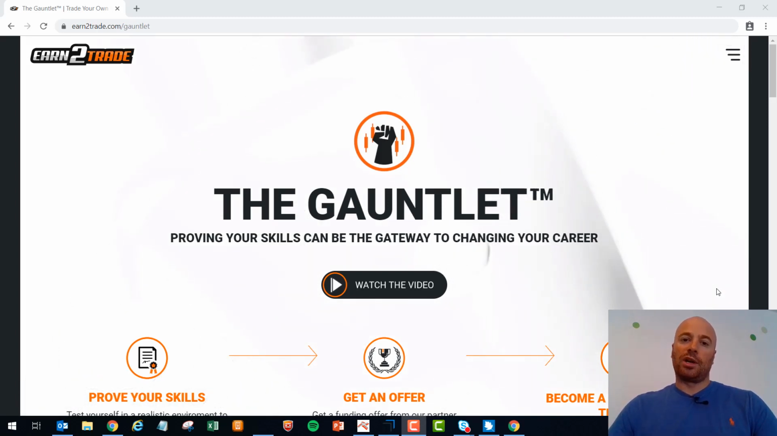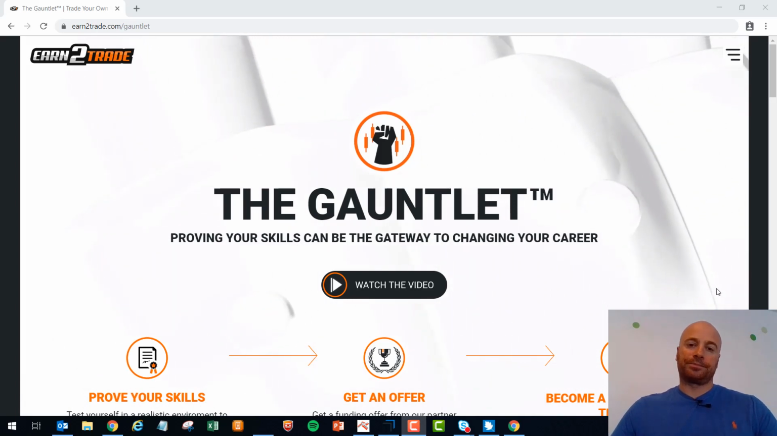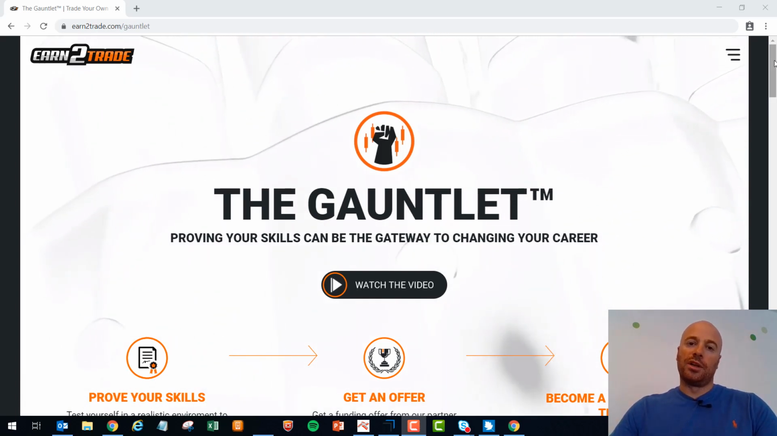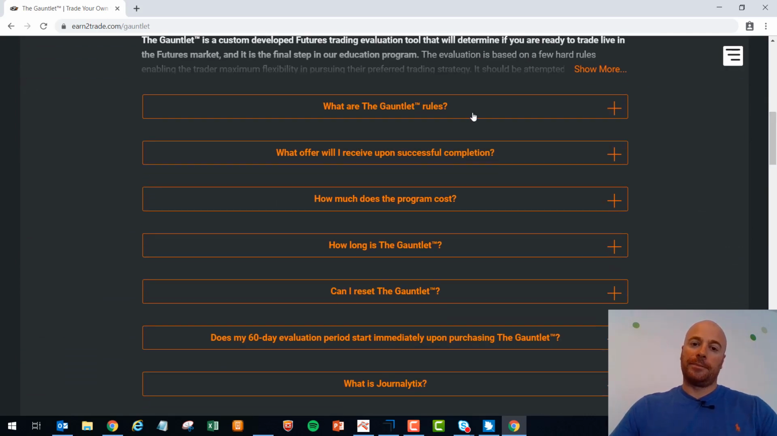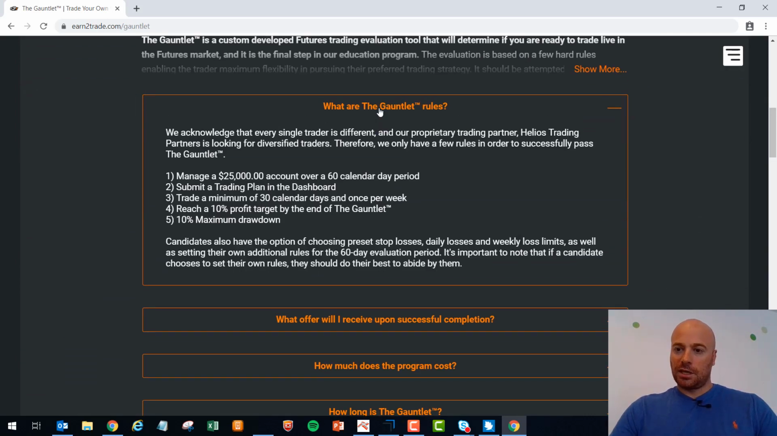So like I said, today we're going to look at the Gauntlet from EarnToTrade. So we'll have a look at the evaluation steps, the funded account, and some of the risk requirements around it. So let's get started. The first thing we'll look at is the rules of the Gauntlet. So what we have to do to get our funded account.